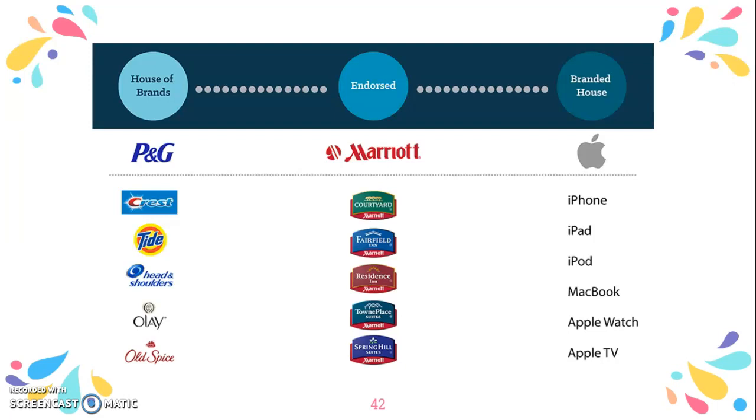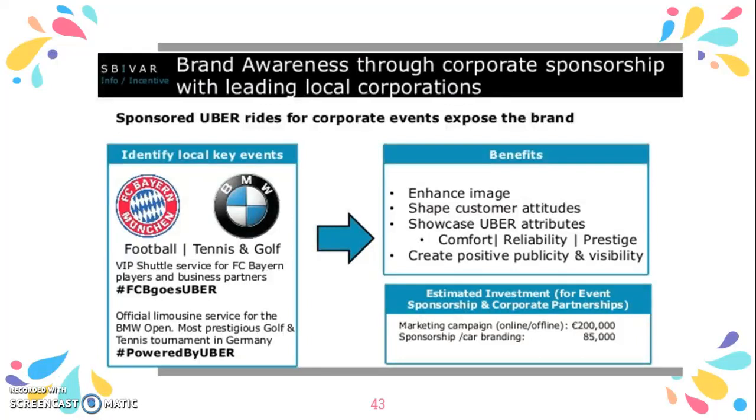Endorsements and sponsorships. I want you to understand the difference between sponsors and endorsements. And in class, when we were speaking about brands, somebody said P&G, and I want you to understand that this is a house of brands. They have a lot of brands inside their house. However, an endorsed brand is like Marriott, which uses almost the same kind of line of service and the same logos and everything, but divided into different segments. And we have the branded house like Apple, where everything is correlated, everything is together, and they have the same logo for everything. That's kind of how you can differentiate it.